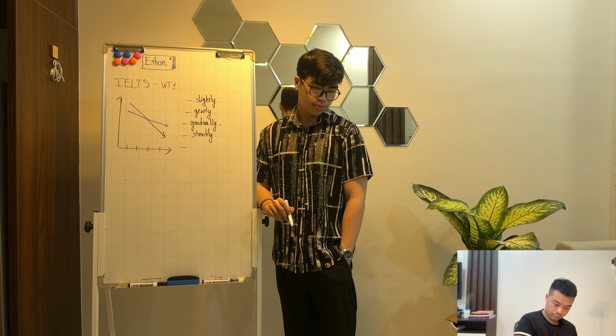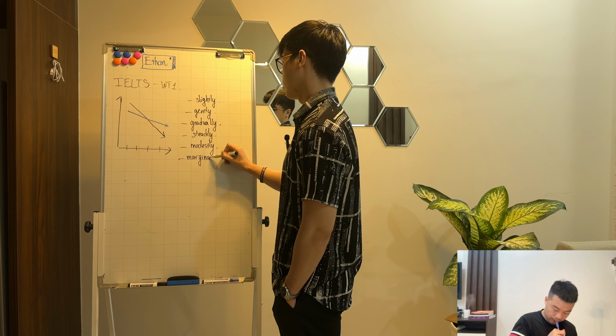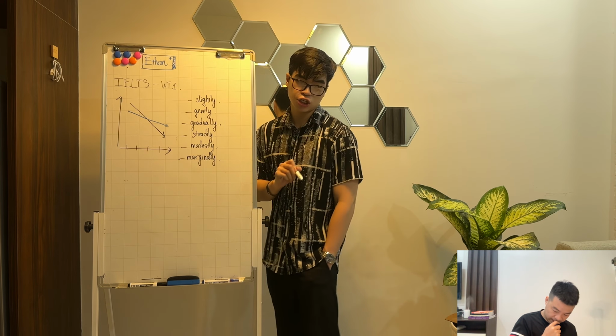Giảm một cách khiêm tốn. Khiêm tốn là modest. Khiêm tốn sẽ là modestly. Và cuối cùng marginally, từ này hay. Marginally.